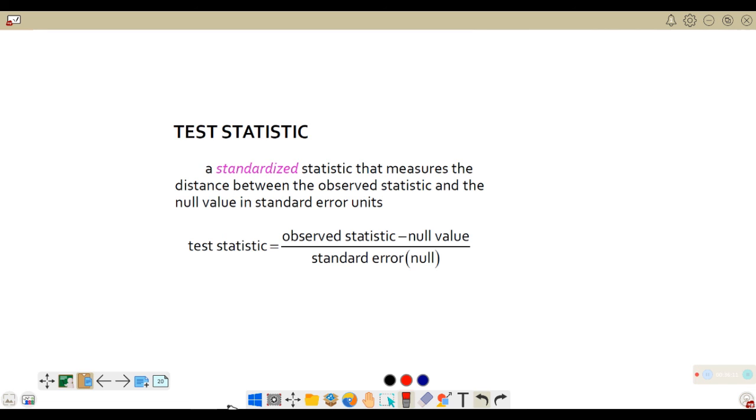Now, let's talk about test statistic. Naka-general to pero complicated yung mga formula nito. May mga makikita kayong ganyan, summation, may mga makikita kayong symbol na I, N, X, mga ganyan. But in general, this is the idea. A test statistic is a standardized statistic that measures the distance between the observed statistic and the null value in standard error units. So, it is observed statistic minus null value over standard error or null.